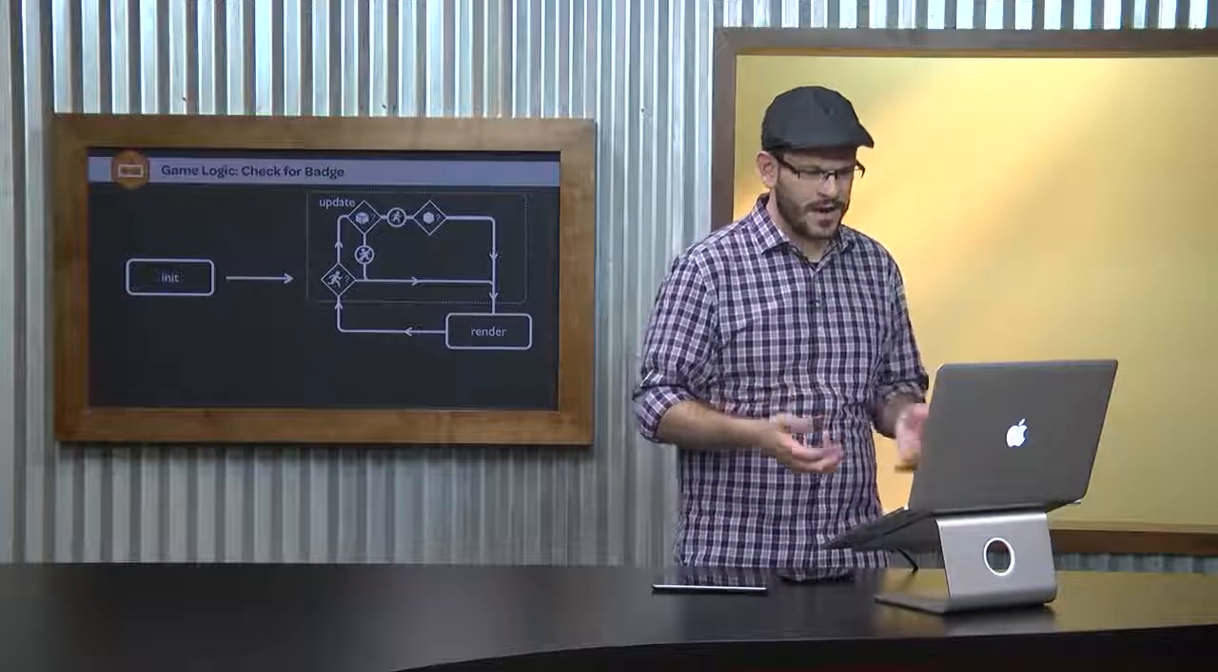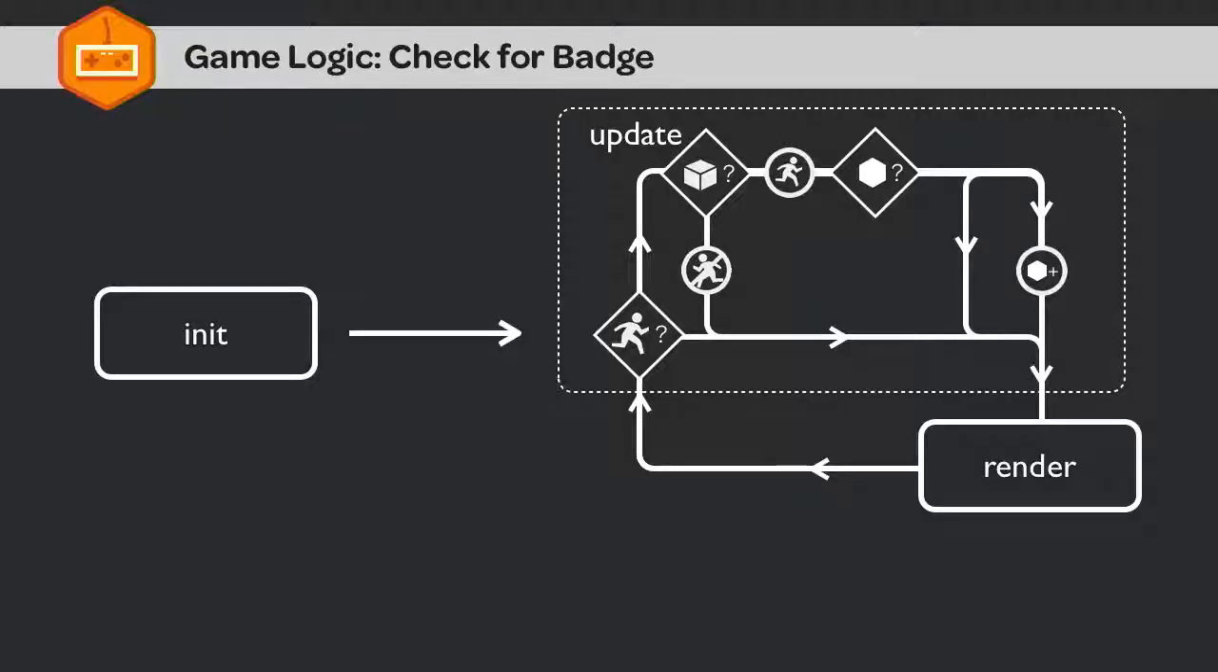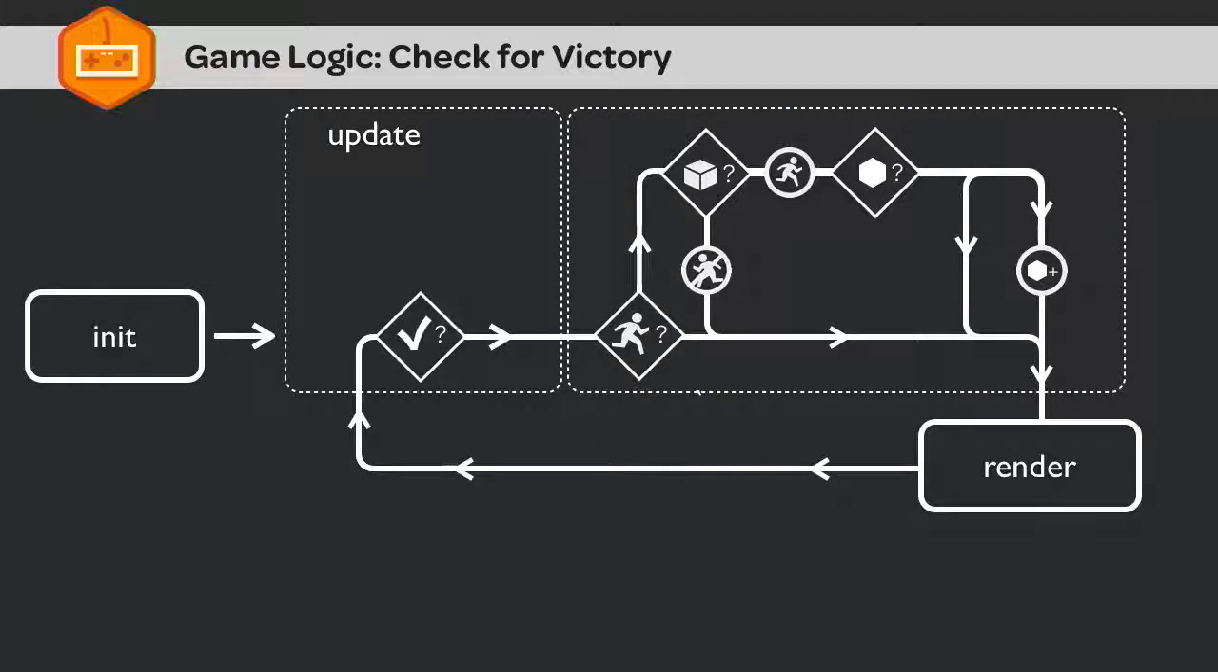So looking back at our game logic, what we can see is that if he hits a badge, we'll increase the number of badges earned by 1 and move it off the screen. If he doesn't hit a badge, we'll just keep going and re-render the interface as the frog is moving. The next thing we should check for is a victory condition. Have all 3 badges been earned? So we'll do that here. We'll check if a victory has been achieved.